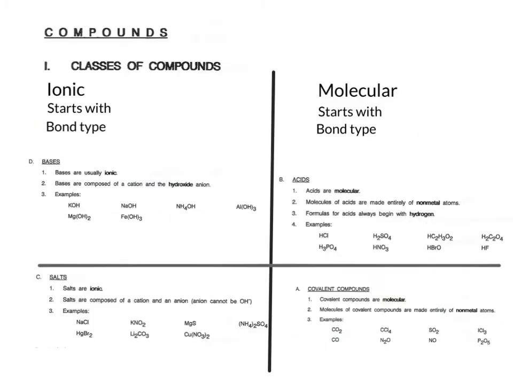So let's summarize all of that. We know that ionic compounds start with a metal or ammonium. We know that they have ionic bonds. The two classes of ionic compounds are bases and salts. Bases end with OH, or hydroxide ion, and salts end with any other anion. Remember, anion is a negatively charged group.